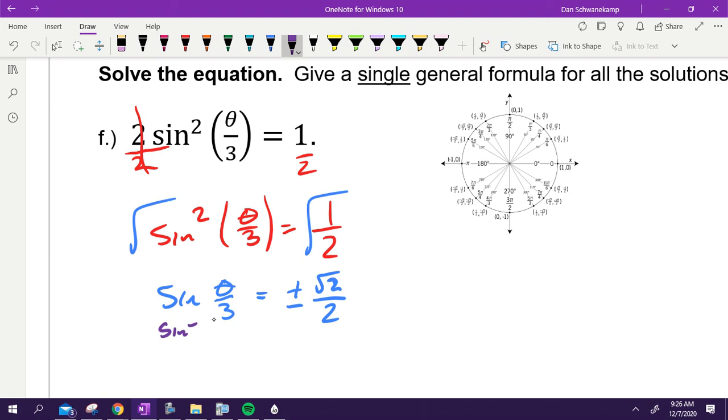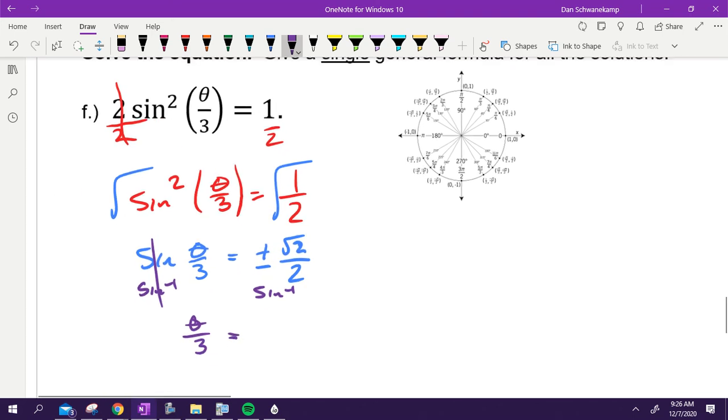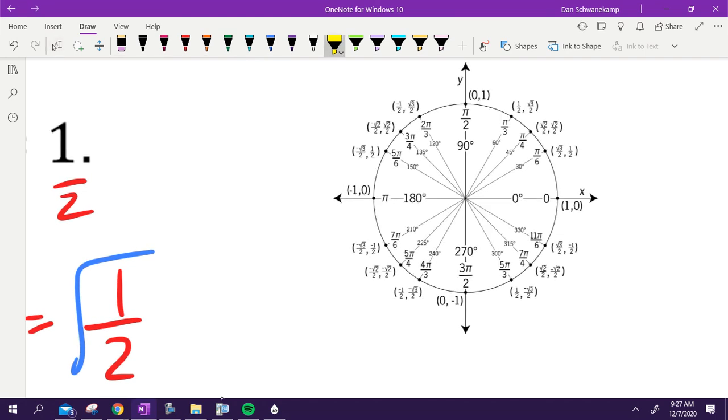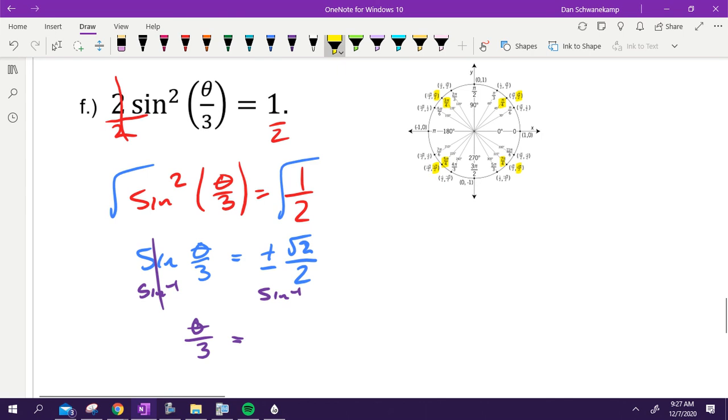And so I'm going to get rid of sine. I'm doing inverse sine. So what that means is I'm looking on my unit circle for everywhere that sine is plus or minus radical 2 over 2. So right there at pi over 4, at 3 pi over 4, at 5 pi over 4, and at 7 pi over 4. Pi over 4. 3 pi over 4. 5 pi over 4. And 7 pi over 4.